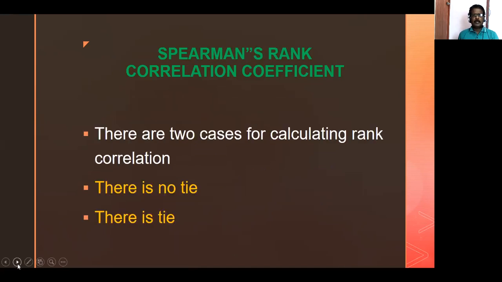Spearman rank correlation coefficient is used in two cases for calculating rank correlation: there is no tie or there is a tie. No tie means there are no two equal ranks. There is a tie means two persons have the same rank. Example, second rank is obtained by two students. Likewise, there is the tie or no tie method.